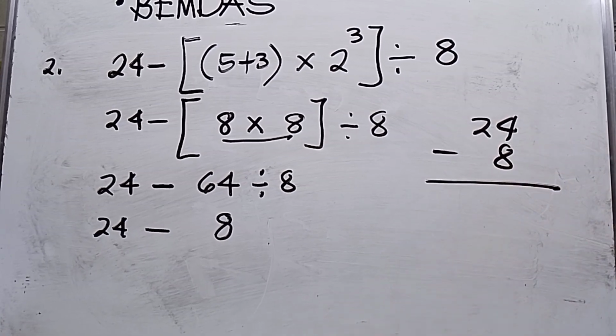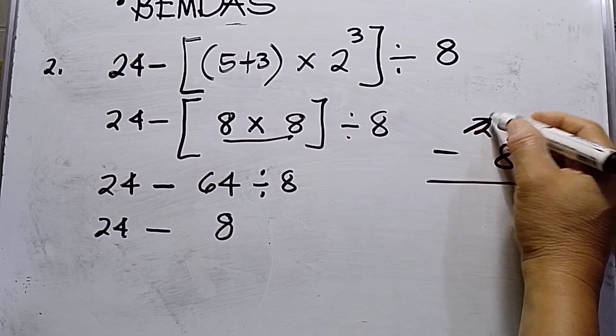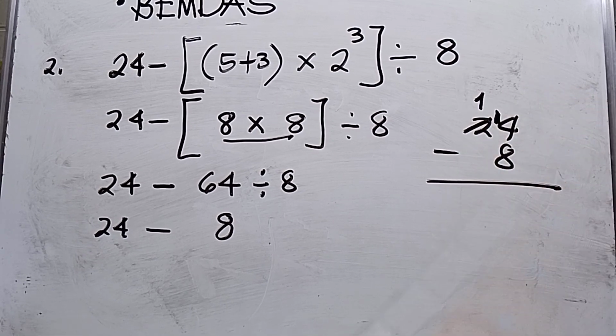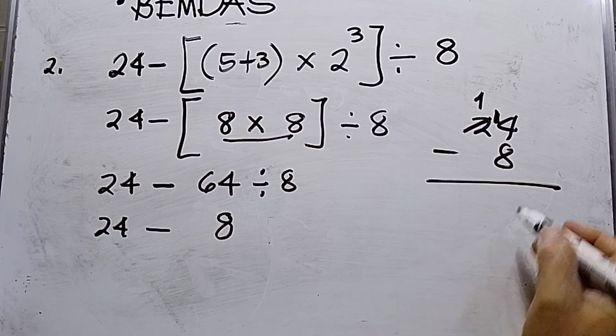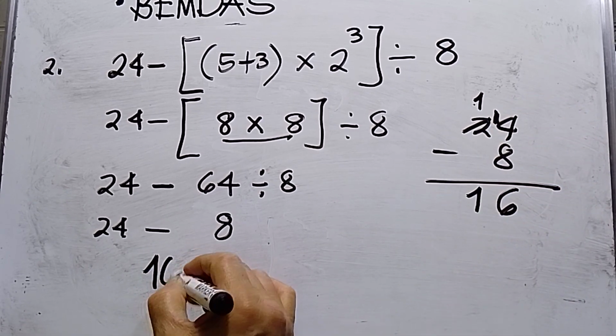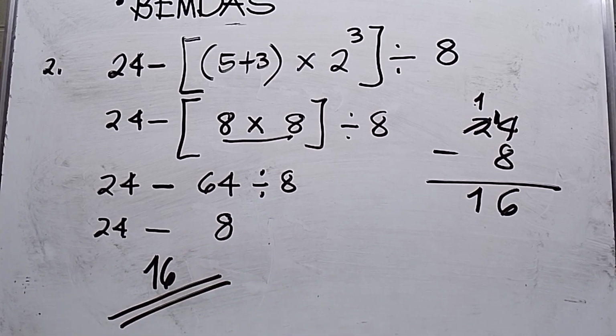Since 4 cannot be subtracted by 8, we need to borrow from 2. Then this will be 1, and then put 1 beside the 4. So 14 take away 8 is 6. Then bring down the 1, which makes 16. So the answer is 16. That's all.